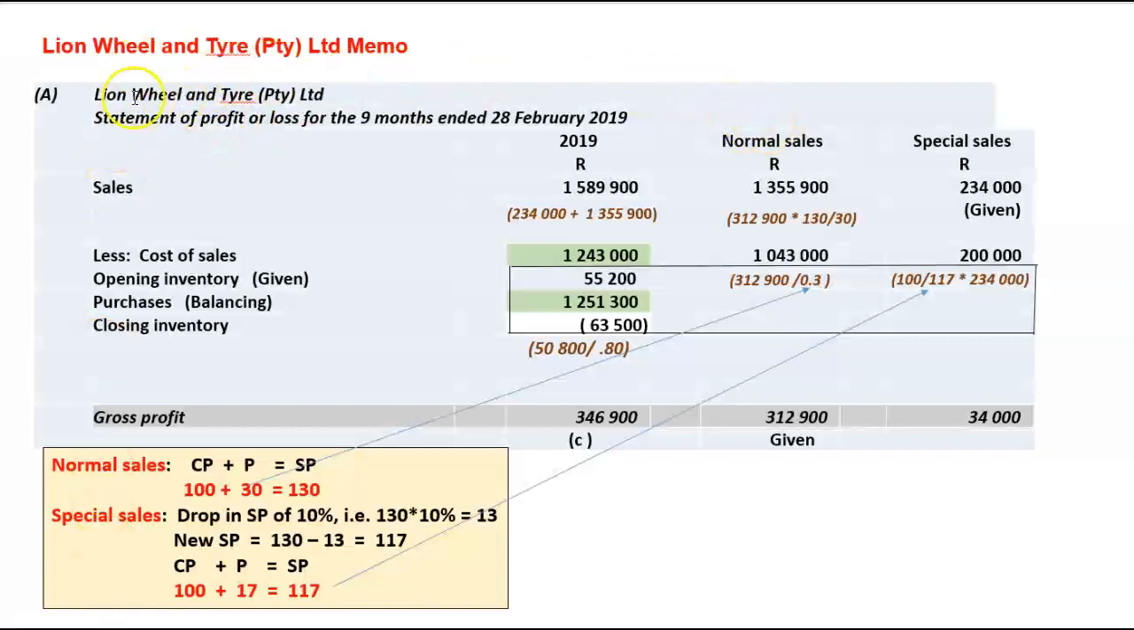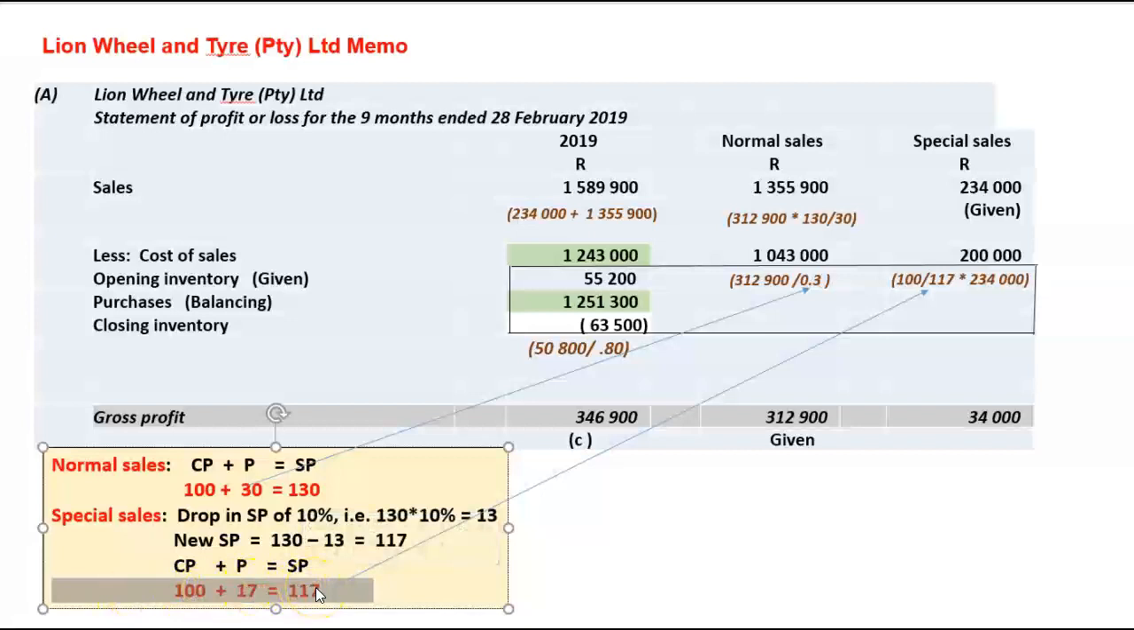And the puzzle again, and they ask me the trading section. So they give me the picture of the puzzle even before I had to think about it myself. Statement of profit and loss for the 9 months ended 28 February. This is my total column. I had normal sales, I had special sales. Just coming back to this formula, we have established that our profit formula for normal sales is 100 plus 30 equals 130, and our profit formula for special sales was 100 plus 17 equals 117.